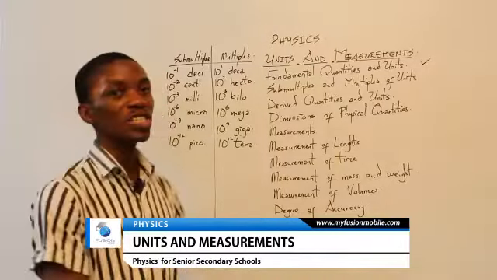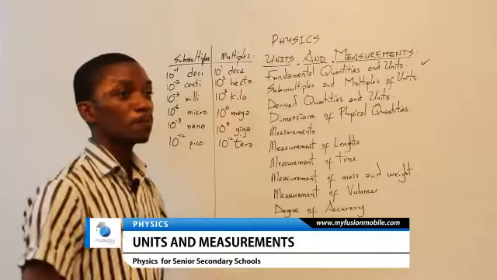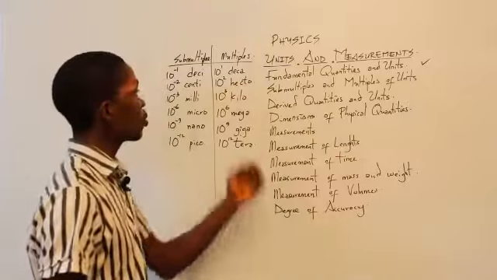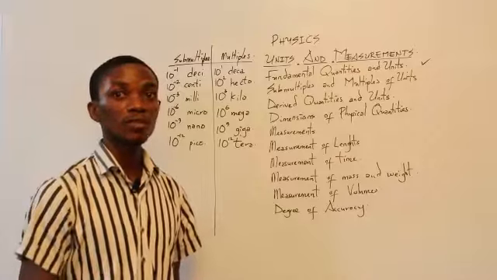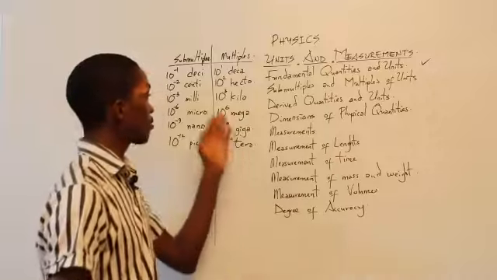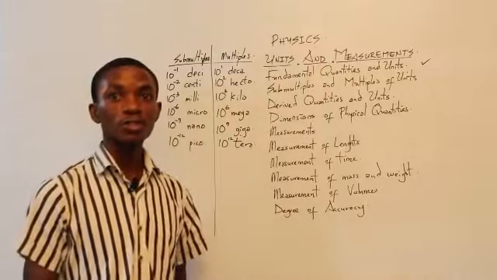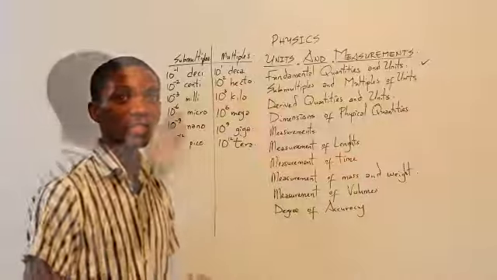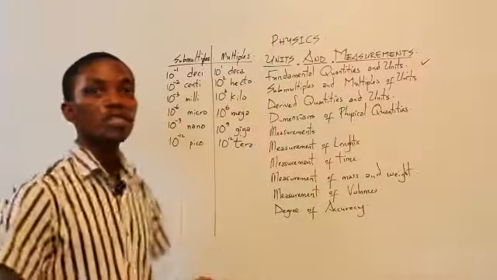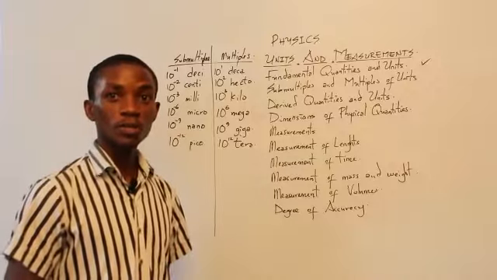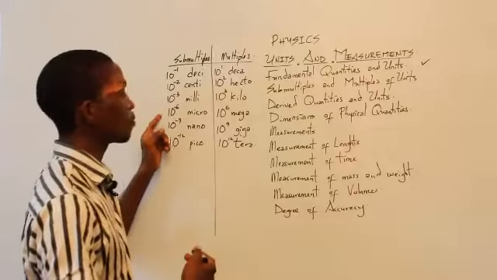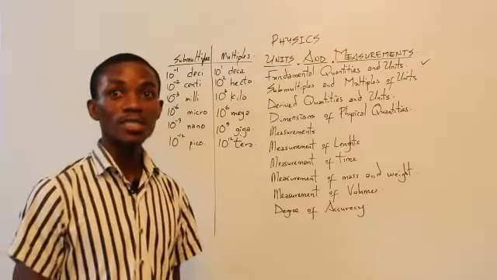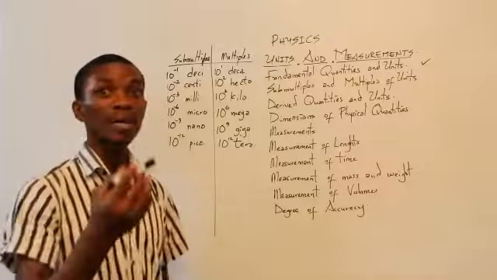Also on the multiple side, we have deca, which is multiplied by 10, that's raised power of 1. We have hecto, which is multiplied by 100, which is 10 raised power of 2. We have kilo, of course, 1,000, 10 raised power of 3. We have micro, which is divided by 1 million, a power of -6. We have nano, which is power of -9, pico -12.